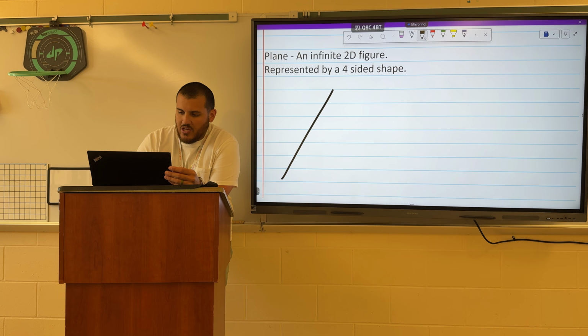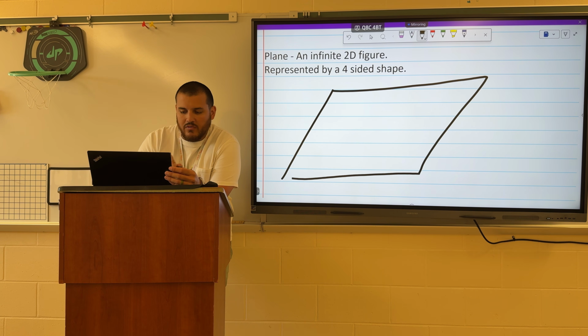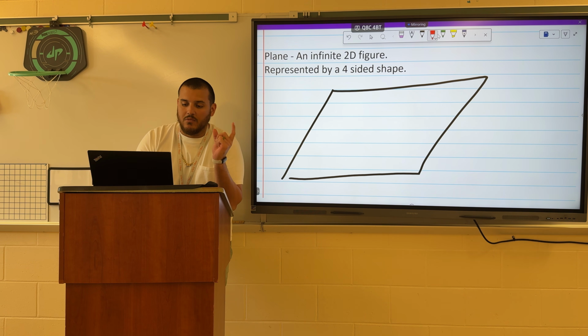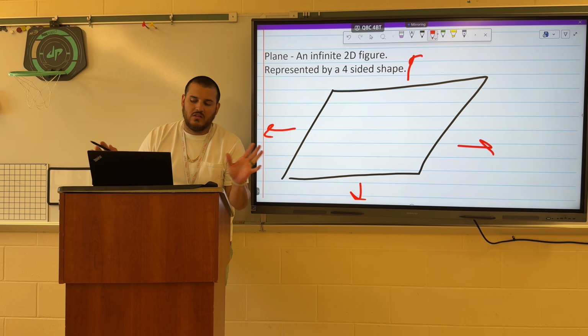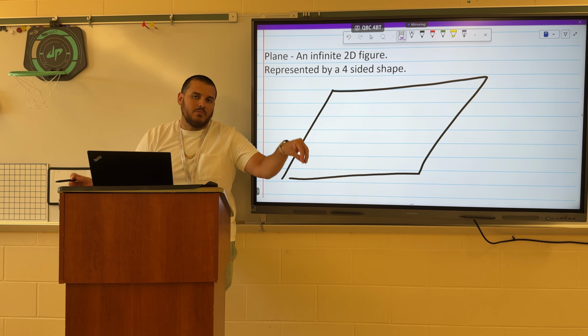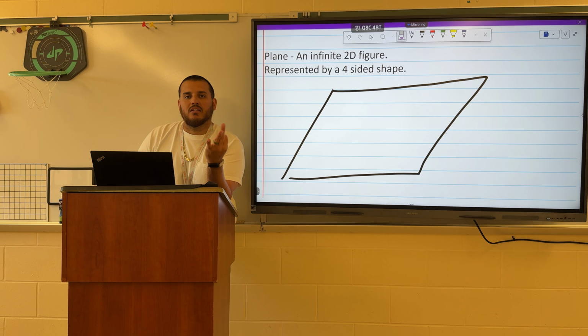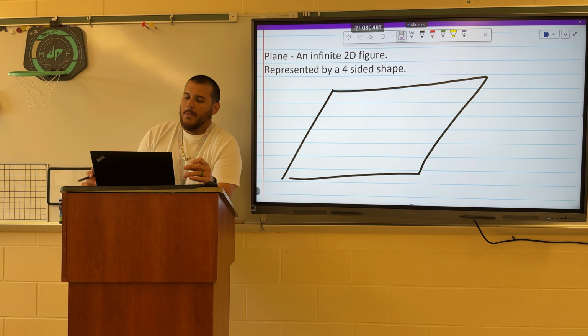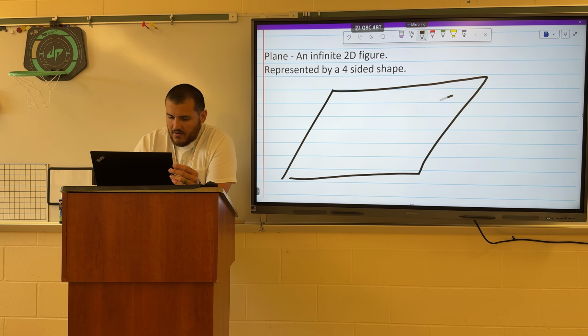And typically that shape will look like this, kind of leaning over to one side. Although technically the plane is going forever in all directions, infinite, right? What we need inside of the plane in order to name it is at least 3 points. All right, so I'm gonna draw a few figures in here.